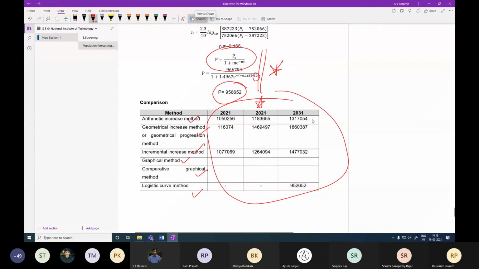The arithmetic increase always gives you an excess estimation. Actually this is only 9.5, but it is giving 10. Because in 2041 it is only 9.5, but it is projecting 10 lakhs in 2011 itself. Okay, just see the difference. So that's what is now being projected. This logistic curve method with the actual first order equation is very good for actual projections. Is it fine?